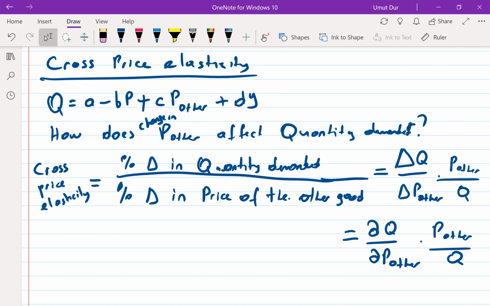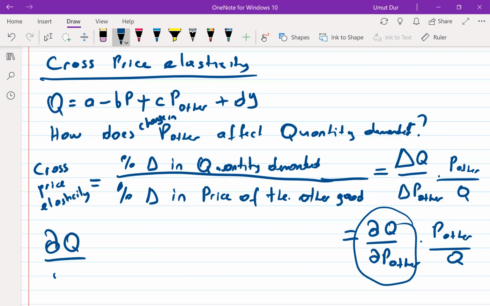Let's think about this derivative. In this linear demand function, what is dQ over dP other? It is c, the constant term c. Can you have a guess on the sign of c? Is it always positive or negative? So what will it be?